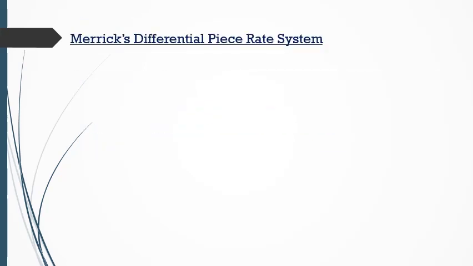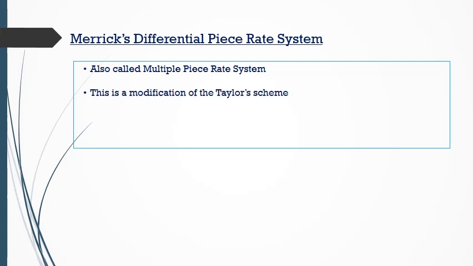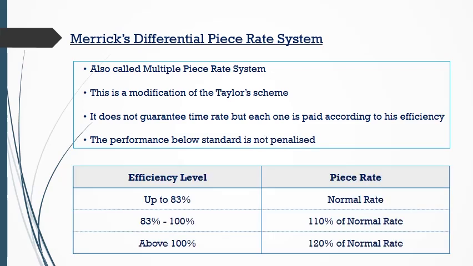Now let us discuss Merrick's differential piece rate system. It is also known as multiple piece rate system. This method is a modification of Taylor's differential piece rate system. It does not guarantee time rate, but each one is paid according to the efficiency. The performance below standard is not penalized in this method.